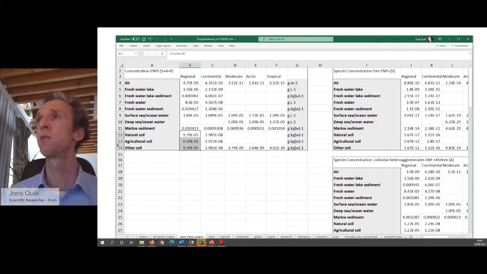Now this hopefully gives you a little bit of an idea on how to manipulate the landscape settings and what is behind this, especially for the soil compartment, but of course there are other aspects related to water and sediment and air.